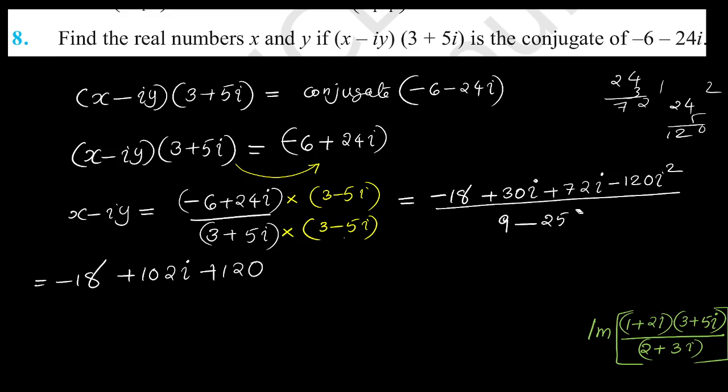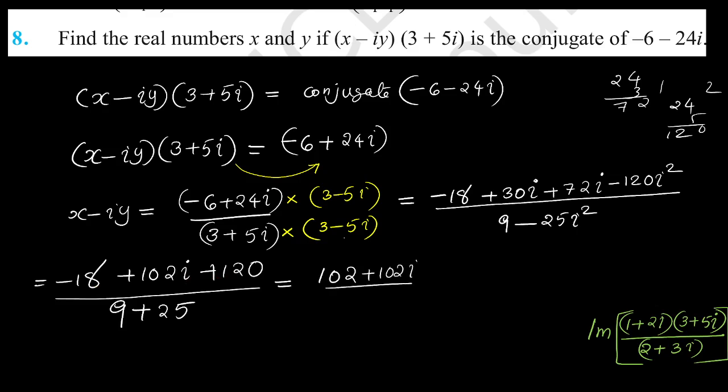Minus 120 into minus 1 plus 120. A square minus b square. 5i all square is 25i square. 9. Minus 25 into minus 1 plus 25. Minus 18 plus 120, 102. Plus 102i divided by 9 plus 25 will be what? 34. Yes, 34. All of it clear?